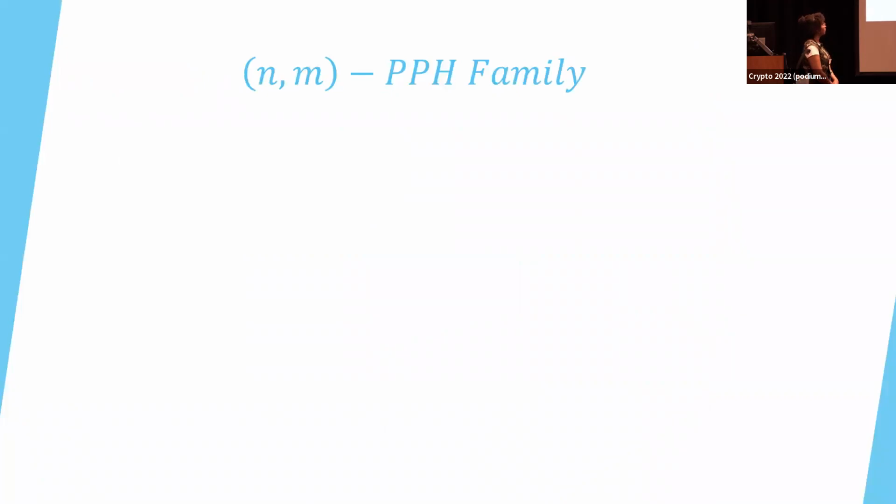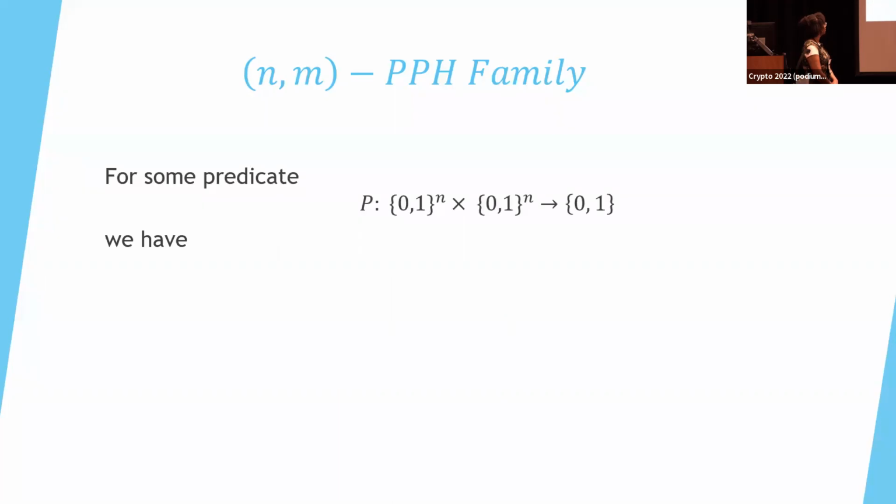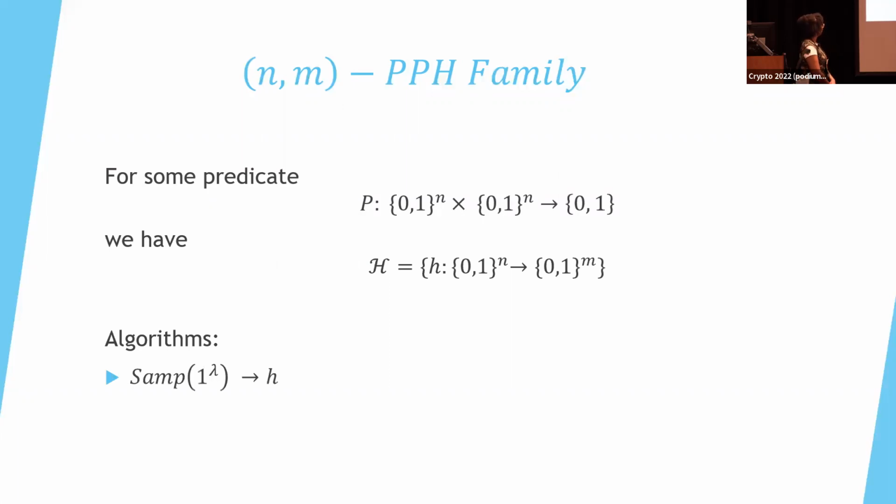Okay, so this NM property preserving hash family for some predicate P consists of this family of hash functions, curly H, and the following algorithms. We have our SAMP algorithm, which samples one such hash function H from that hash family. And then we have our eval algorithm, which takes as input a description of that hash function H, and then H of X and H of Y, and outputs 0 or 1.